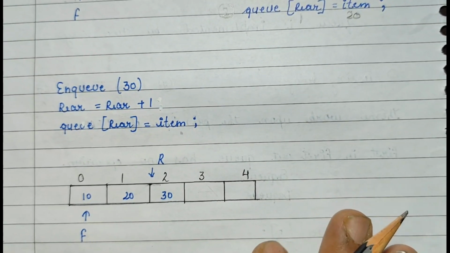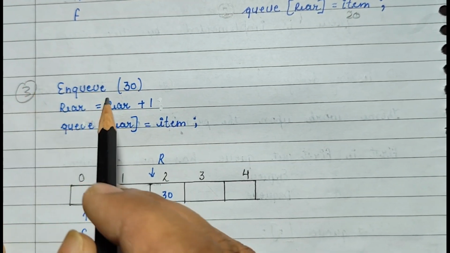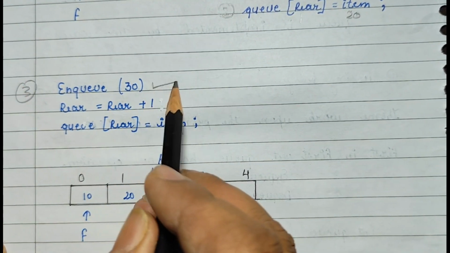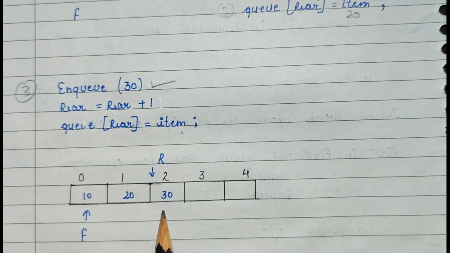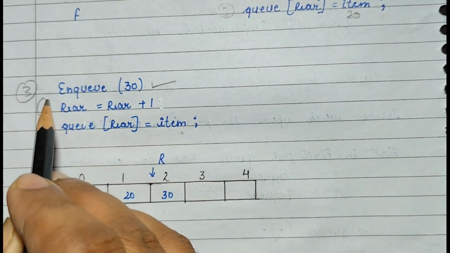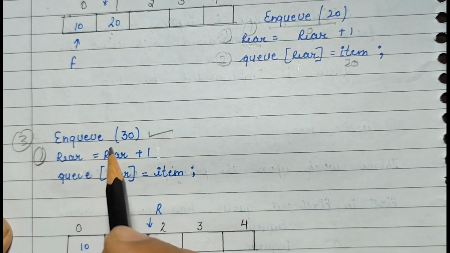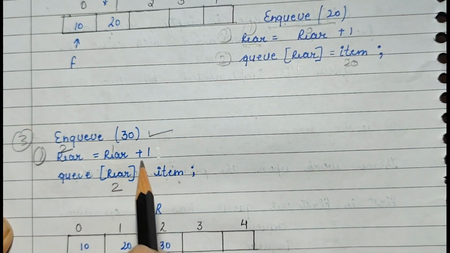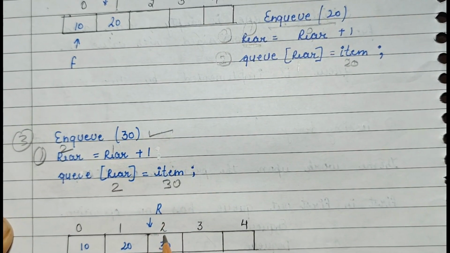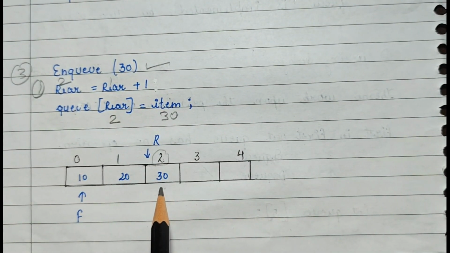Okay. Next, now we perform the third operation, that is again we perform Enqueue 30. Now how to perform this operation? Now 30 is our third element. So first step is rear is updated. What is the last value of the rear? Last value of rear is 1. So 1 plus 1, it becomes 2. And Q of 2 is equal to item. What is item? Item is 30. So it means at second index 30 is inserted.